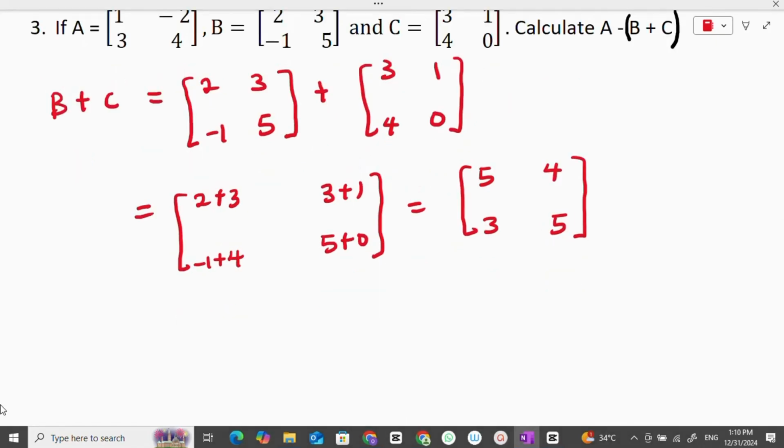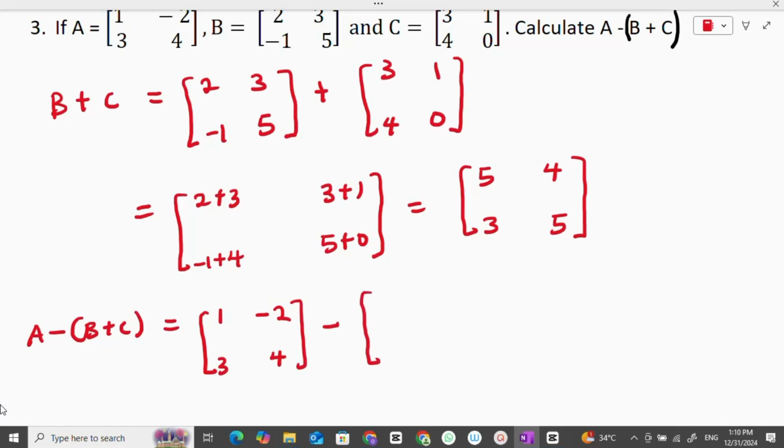Alright, so let's simply look for A minus B plus C. So we have A minus (B plus C), right? So the matrix for A is giving us 1, negative 2, 3, and 4, minus, and we already have the value for B plus C, which is giving us 5, 4, 3, 5.